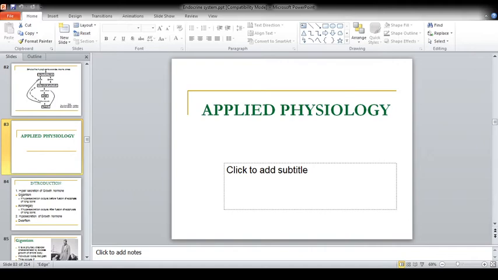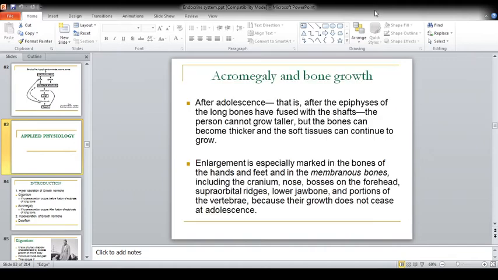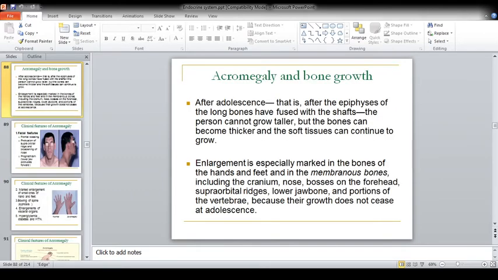So after adolescence, that is 15, 16, 17 years of age, after the epiphyses of the long bones have fused with the shafts, the bones cannot grow any longer, but they can grow thicker. The person cannot grow taller, but the bones can become thicker and the soft tissues can continue to grow. Enlargement is especially marked in the bones of the hands and the feet.